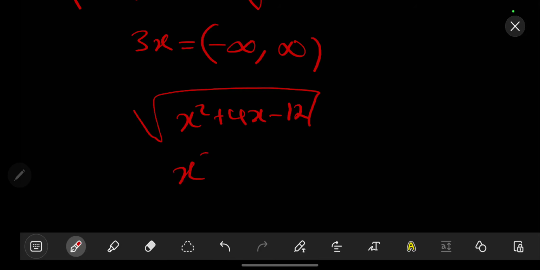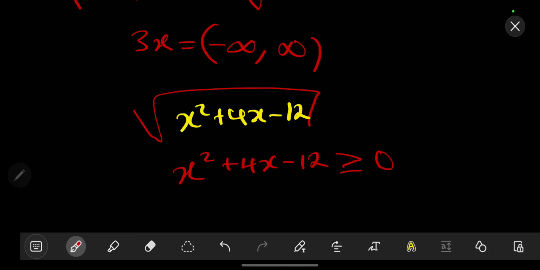So we can say, just get what is inside and say it should be greater: x squared plus 4x minus 12. If you want more on domains, there are a lot of videos that I have created. So we have x squared plus 4x minus 12, set it greater than or equal to 0.